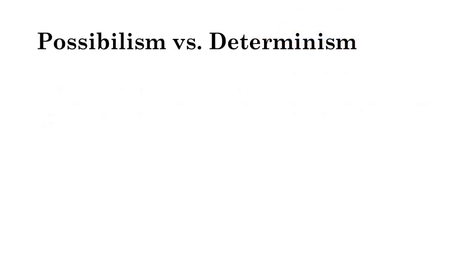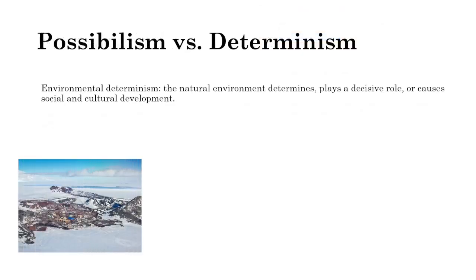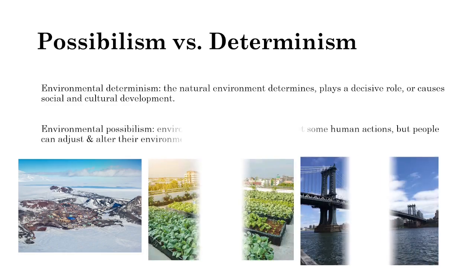Now let's talk about determinism and possibilism. So environmental determinism states that the natural environment plays the biggest role in influencing social and cultural development. It explains why we typically live near the coast because of access to water. But we don't live in Antarctica because it's very cold. It's very harsh to live there, and you can't really grow crops very well.